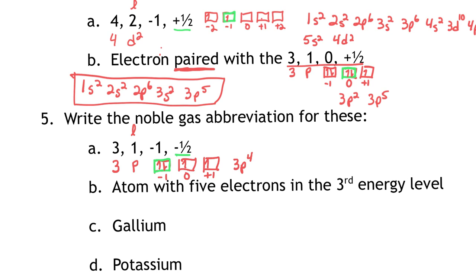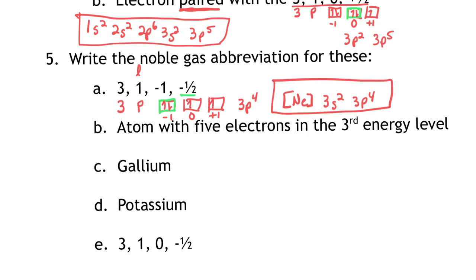So the noble gas, when I'm looking at this one, I'm looking at my 3rd energy level. So I'm going to look at the end of the 2nd energy level, and that gives me neon. So to do this, I'm going to put neon. Just put the symbol for neon, and then I'm going to continue my electron configuration from there. So from neon, I'm going to drop down to 3s2, and then 3p4, and that's the answer. Nice and short.